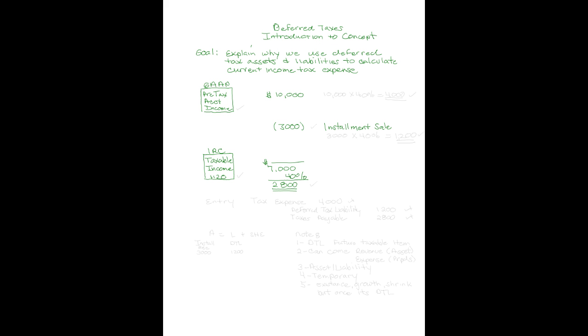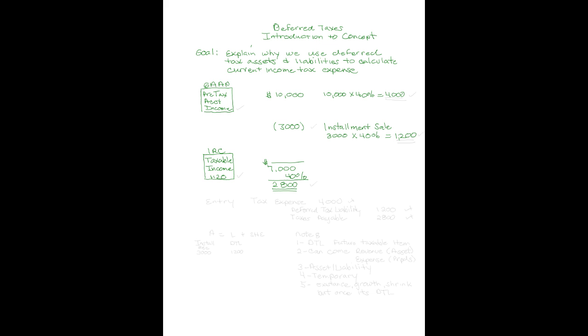40% of our installment sale would be $3,000 times 40%. That would be $1,200. And in this case, since we don't have any changing tax rates or NOL carrybacks or carryforwards, we could just take our accounting income of $10,000 times 40% too, though that won't always be the case, and say, well, our tax expense would be $4,000.